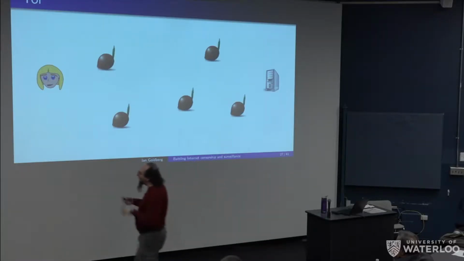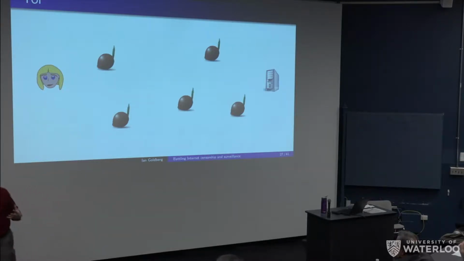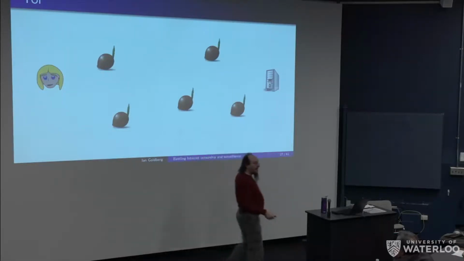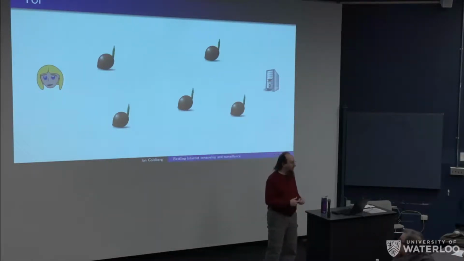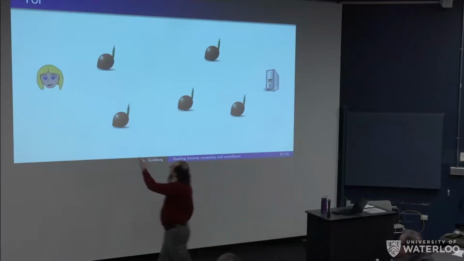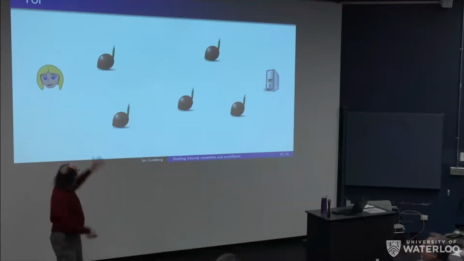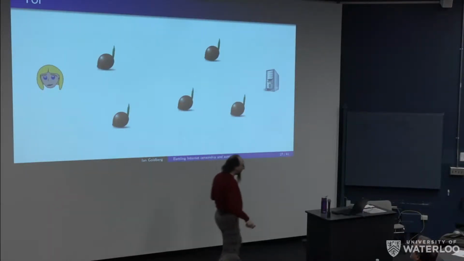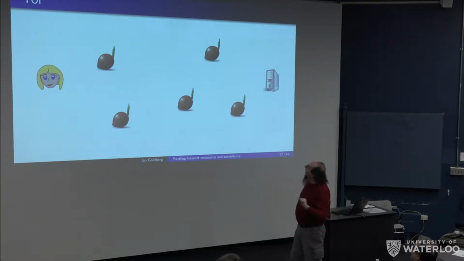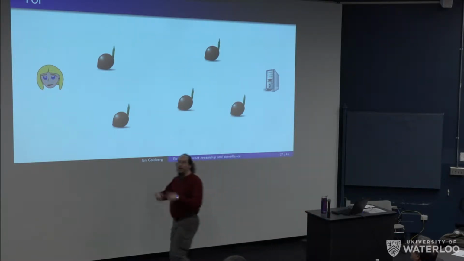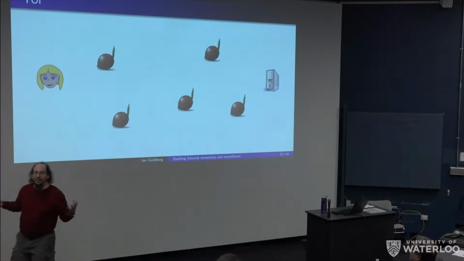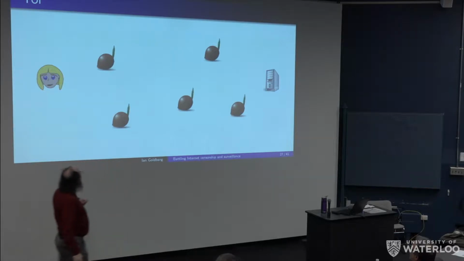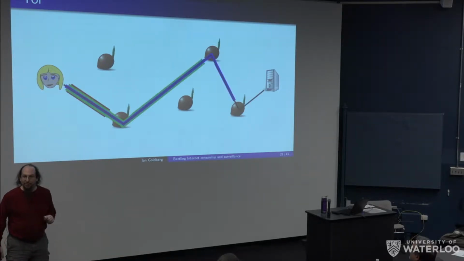So Tor consists of about 6,000 volunteer-operated what are called onion routers. We operate one here at the University of Waterloo. And these onion routers I've symbolized here by onions, and the number 6,000 I've symbolized here by 5. And what Alice does is she picks 3 of these routers at random, and instead of connecting directly to the web server, she goes through these 3 routers.